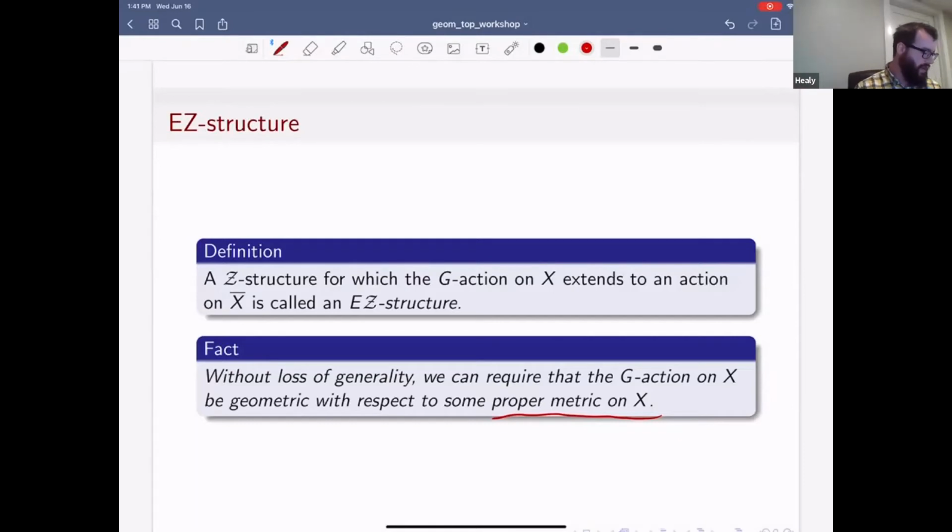In addition, you could ask for a fifth axiom to hold. You could ask that the action of the group on the space X also extends to a nice action on the whole compactified space, or equivalently on the compactum that you Z-compactify with as well. That's going to be called an EZ structure, the E for equivariant. Okay.